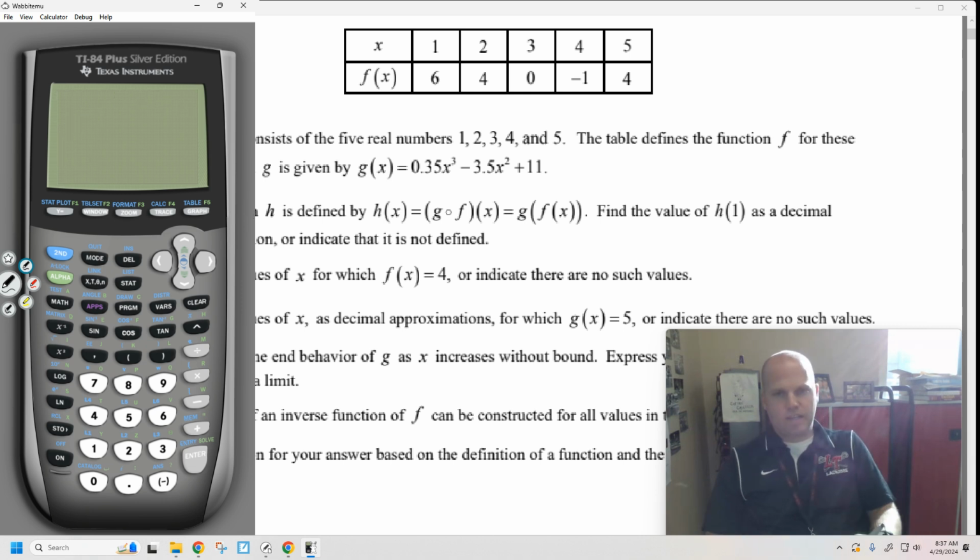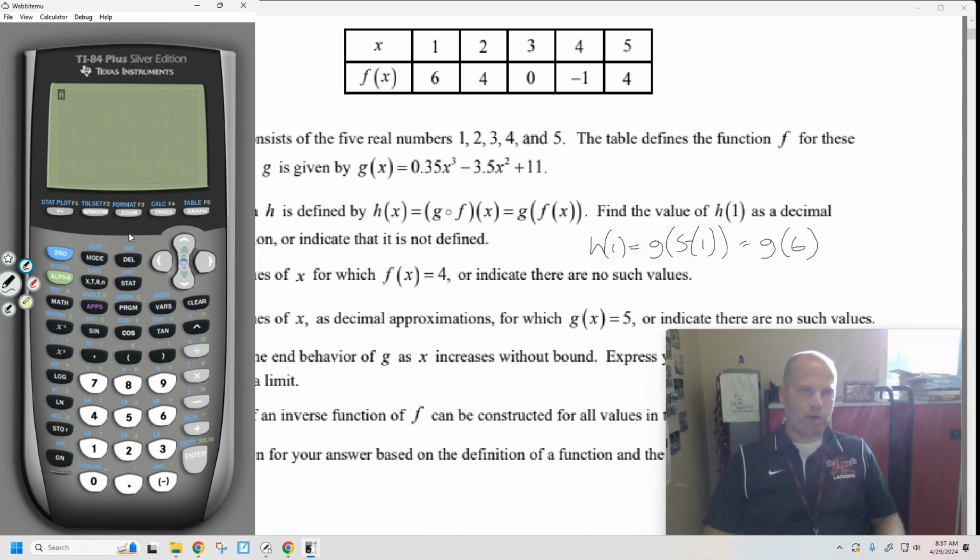It's always going to be finding a function value. So h of 1 is literally just g of f of 1. So it's g of f of 1. They give you both notational forms of composition. We found that f of 1 is 6. So I just need to find g of 6.